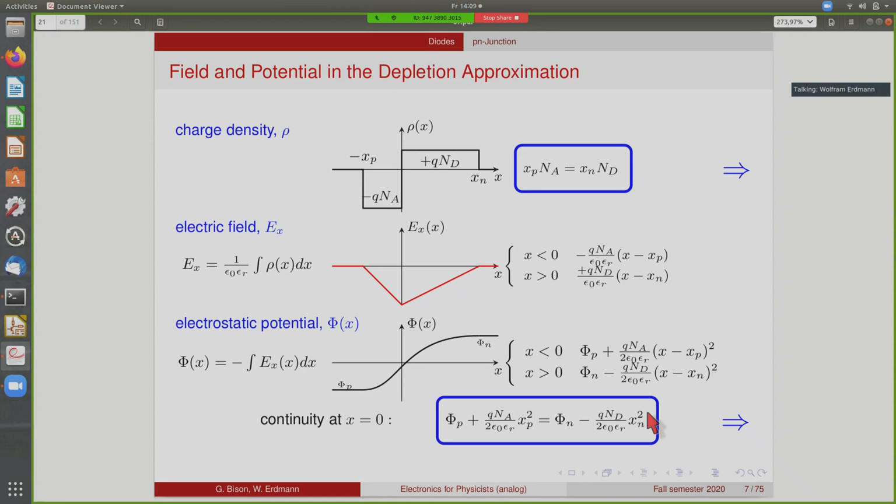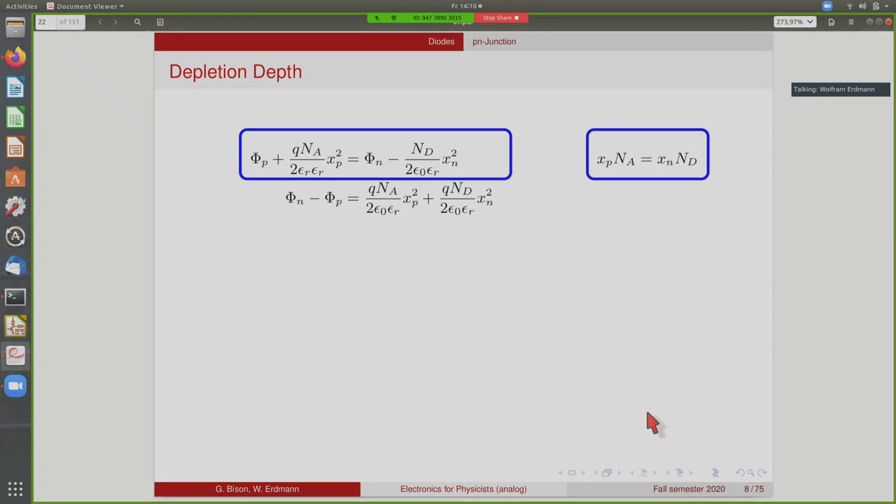And so we take these two results and can then rearrange things a bit. We write the difference of the two potentials, left and right, and this will be our built-in voltage. Then we have these two terms here, but here we have xp and xn, and what we are going to do now is to replace one or the other. Like I said, this difference here is the built-in voltage.